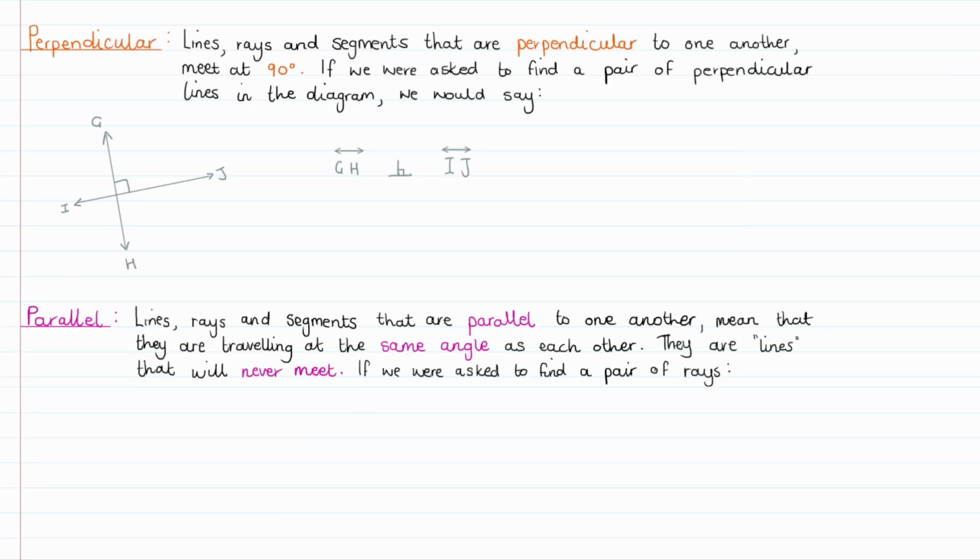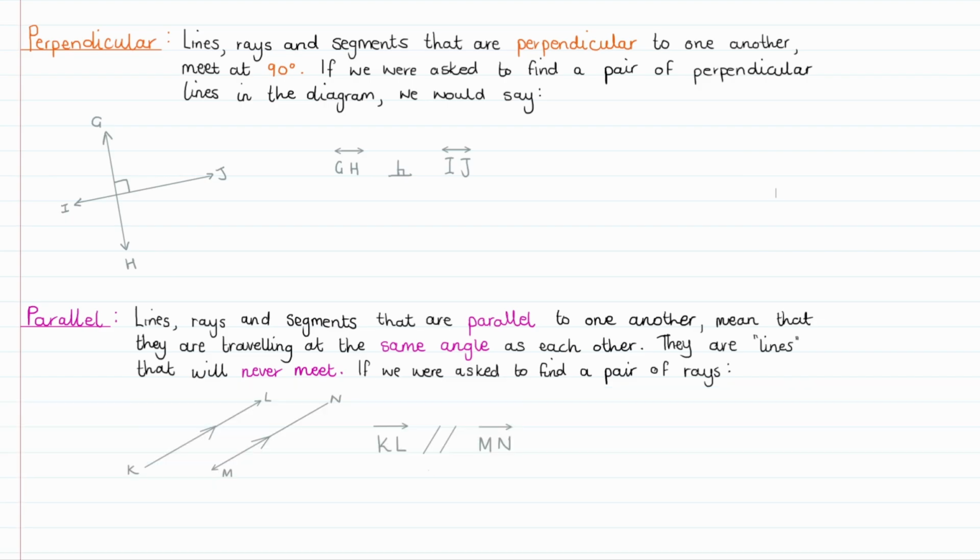Lastly, let's have a look at what the word parallel means. Lines, rays, and segments that are parallel to one another are traveling at the exact same angle as each other. They are lines or rays or segments that will never ever meet no matter how long they get. It means that the lines, rays, or segments remain equidistant no matter how long or short they are.